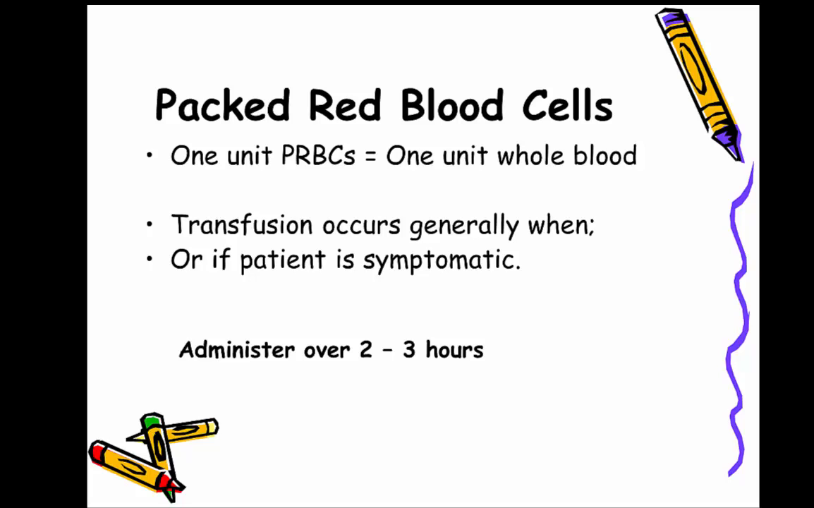So then we have packed red blood cells. This particular thing, it only has packed red blood cells. So the plasma has been spun off and it is condensed. Generally, they have about 225 to 300 milliliters of volume. And we administer these over about 2 to 3 hours.